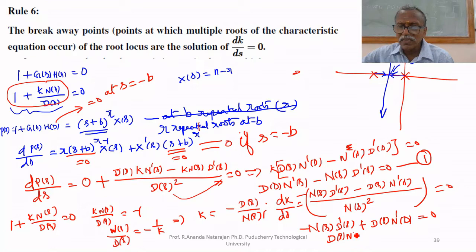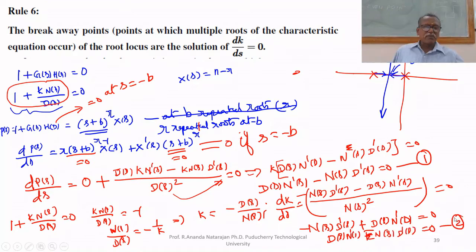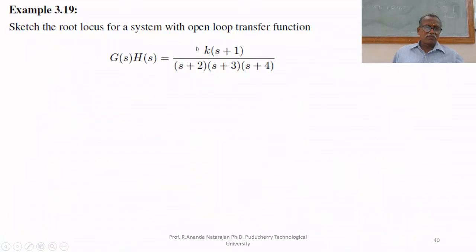So even if you find dp by ds or dk by ds, both give the same result. Therefore, to find the repeated roots, we can find dk by ds and equate to 0. Therefore, dk by ds equal to 0 will give repeated roots. So now we have 6 rules. This sum is sufficient to solve 6 rules. Another two rules we'll see later.